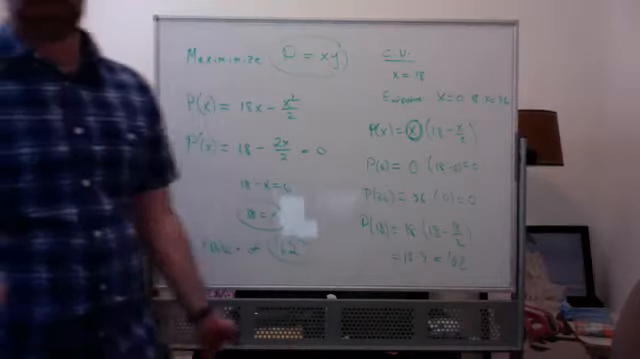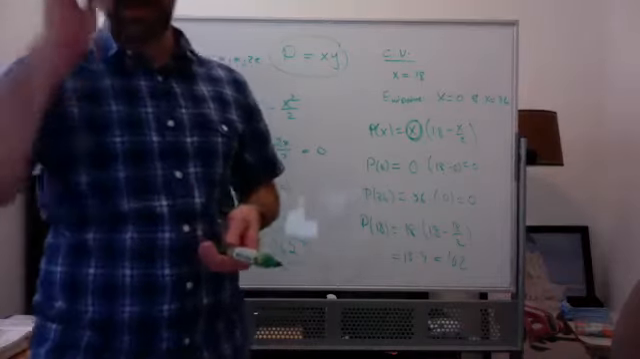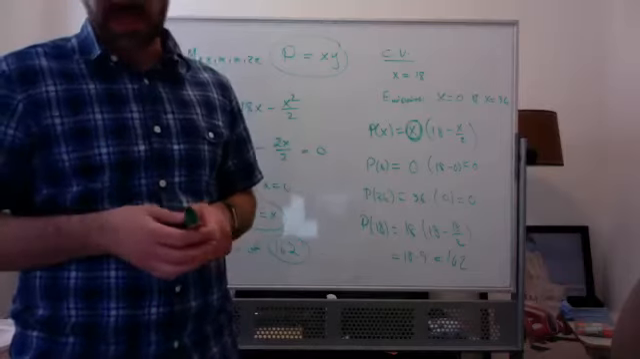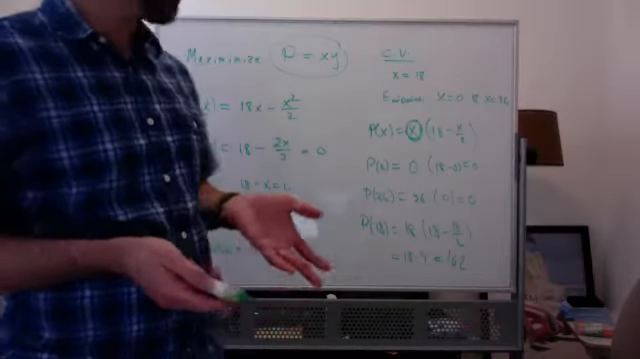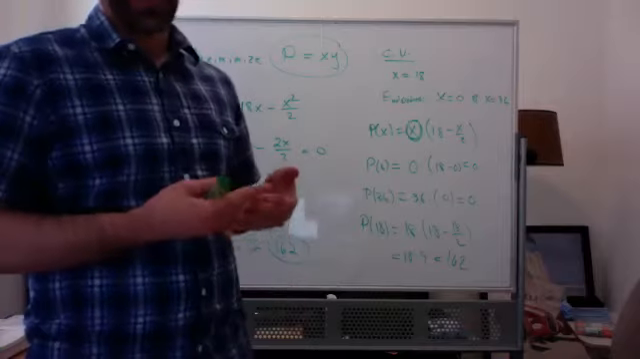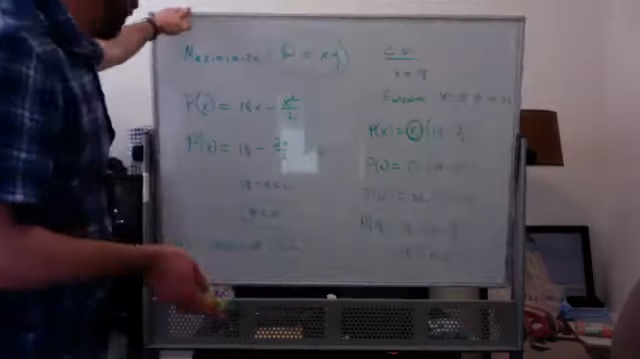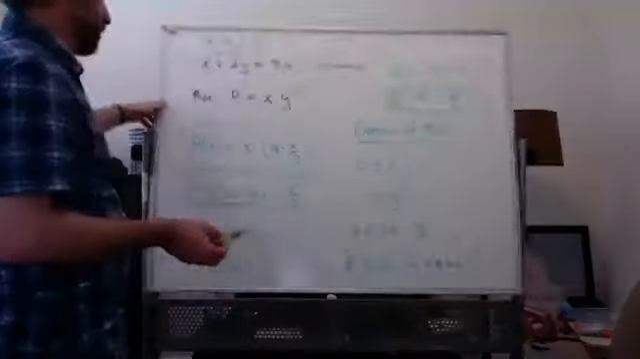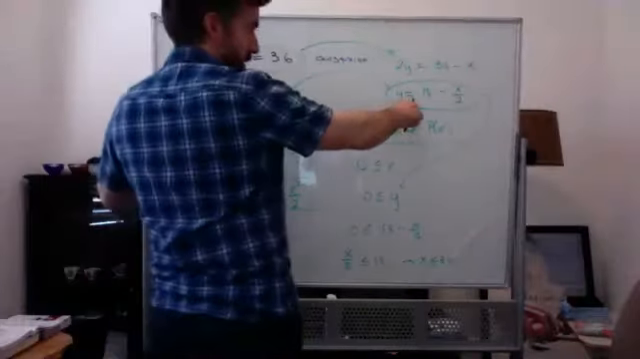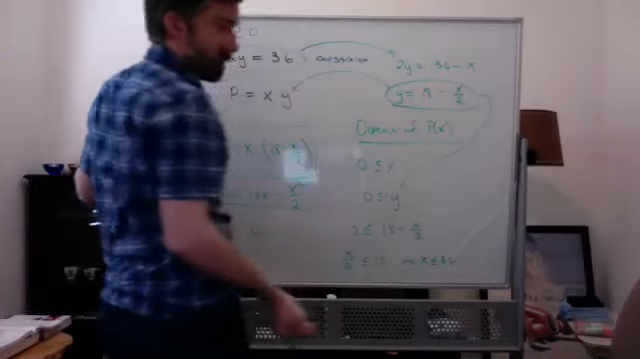A lot of the time, people instead ask you to find the x or y values that lead to the largest product. In this case, if the question was that, the answer would be x is 18 and y is 9, right? Because we could find the y value: it would be 18 minus 18 over 2, which is 18 minus 9, which is 9.